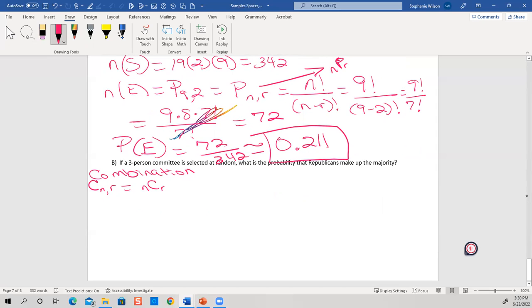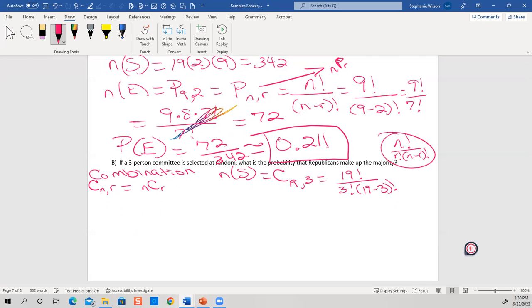All right, so now what we're going to do is find the probability the Republicans make up the majority. So let's set up what we know about our event and our sample. Our number of samples here, going back up to the top, is 19 members, but we're in a 3-person committee now. So now I have 19 factorial over 3 factorial times 19 minus 3 factorial. And if you don't remember the formula, it's N factorial over R factorial times N minus R factorial. And this is for the combination.